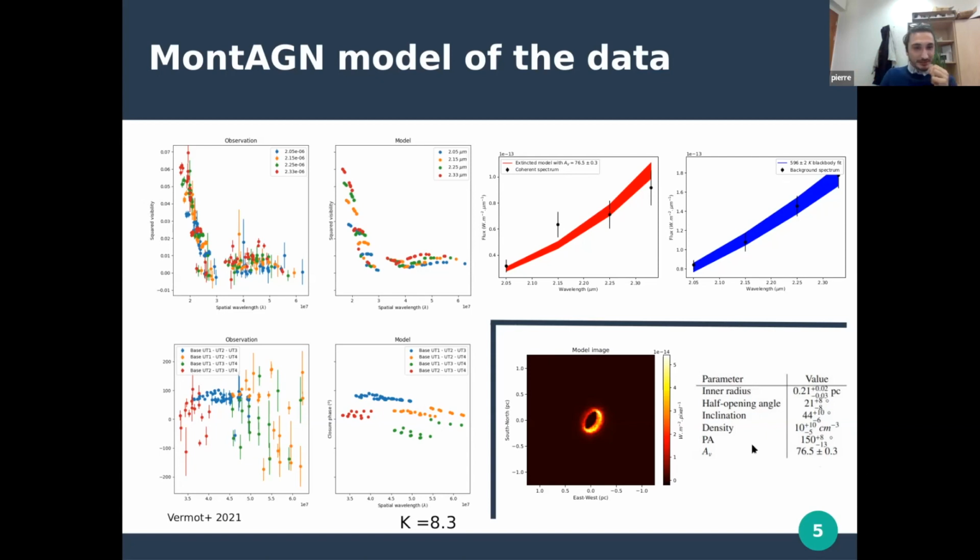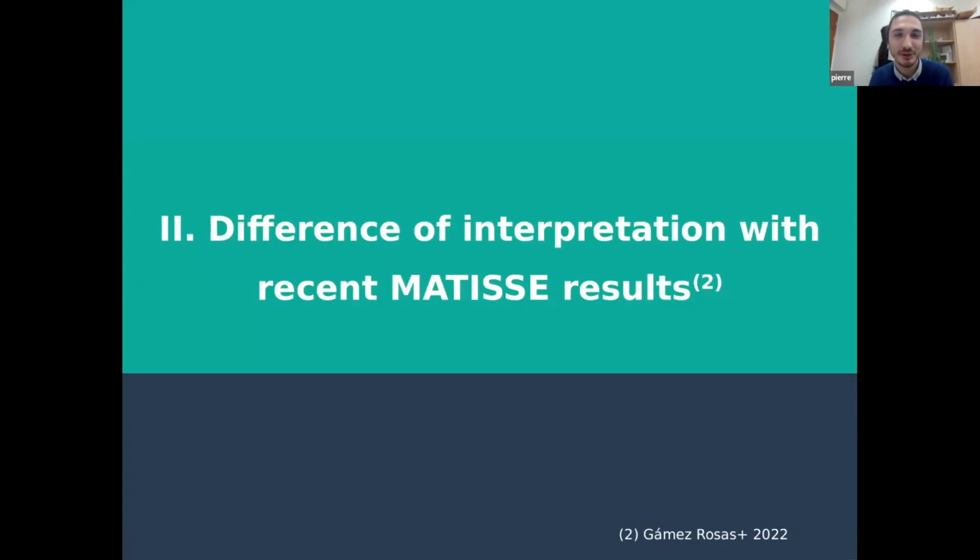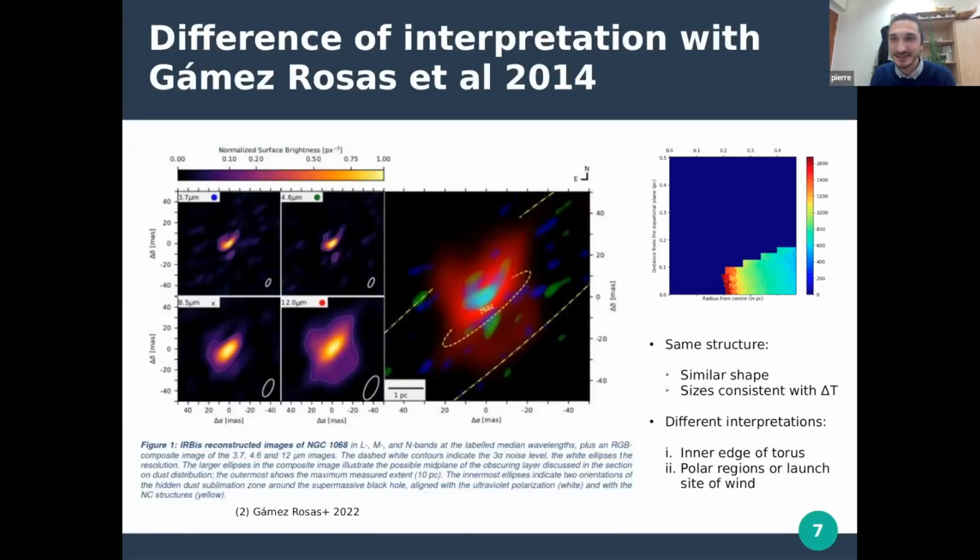So this is my model, what I presented in the paper. But then came the MATISSE paper, which kind of, let's say, killed my paper, because the main result of this paper is that the structure that we are observing is not the sublimation ring, but a polar emission.